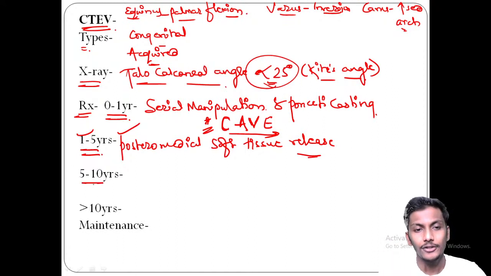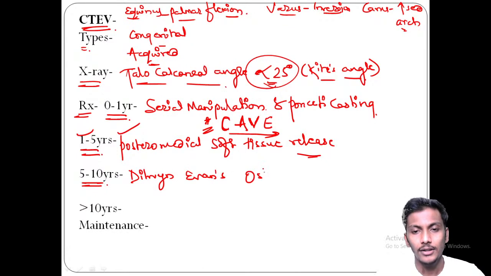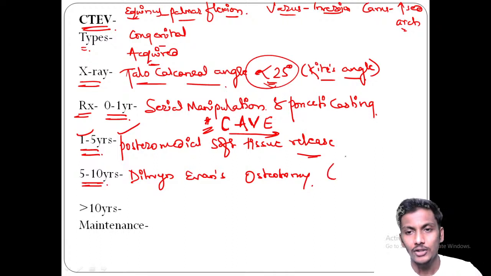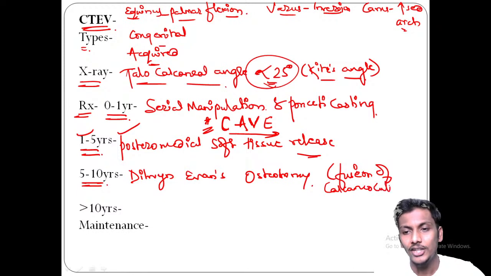Between 5 to 10 years of age, the preferred treatment modality would be Dillwyn-Evans osteotomy. What is the procedure's name? It is your Dillwyn-Evans osteotomy. What we do in this condition is fuse the foot on the lateral side. We cause fusion of your calcaneocuboid angle.